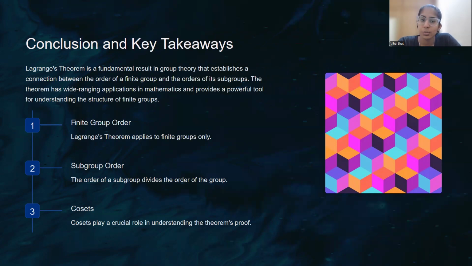First is finite group order. Lagrange's theorem applies to finite groups only, not to infinite groups. Next is subgroup order. The order of a subgroup divides the order of the group. This is the statement of Lagrange's theorem. Next is cosets. Cosets play a crucial role in understanding the theorem's proof.